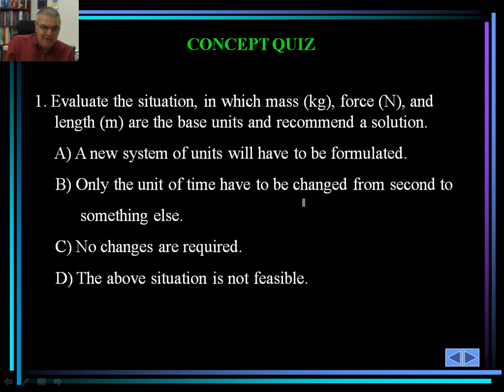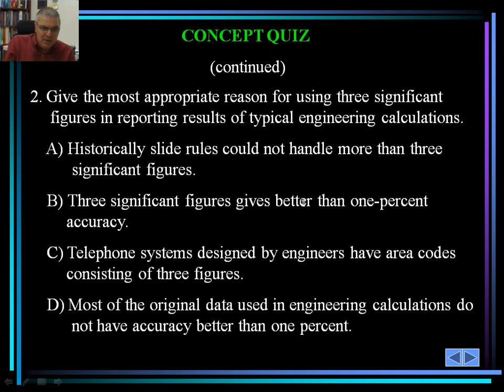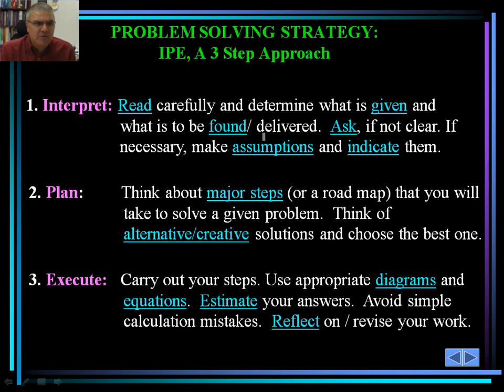Think about this and let me know what the answer should be, and just check, make sure that you get the correct answer. Give the most appropriate reason for using 3 significant figures in reporting results of a typical engineering calculation. You can pretty much figure this one out as to why. What's the most appropriate reason for using 3 significant figures in reporting results for a typical calculation?